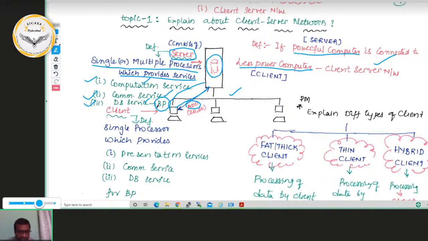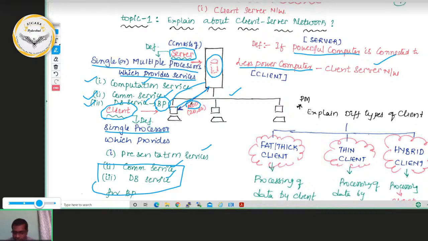The same way we have a definition for a client. So what do you mean by client? A client always consists of a single processor. And what are the services it provides? It provides presentation service, communication service, and database service for business purpose. We already know what a communication service and a database service are. Then what do you mean by presentation service?